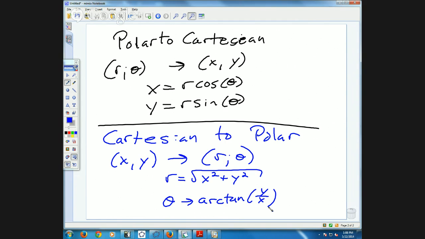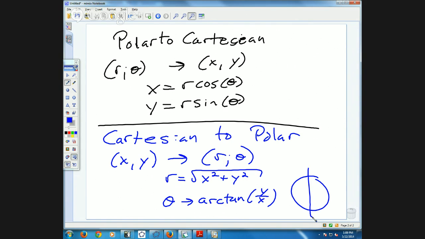Well, there's multiple. I mean, you can keep going around and get multiple angles. Well, yeah, you've got to be in the right quadrant. Anybody remember what quadrants arctangent works in? First and second? Nope. First and fourth. Yeah, it works in the first and fourth quadrants.